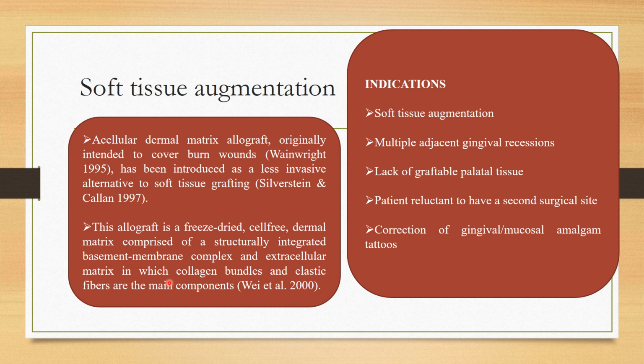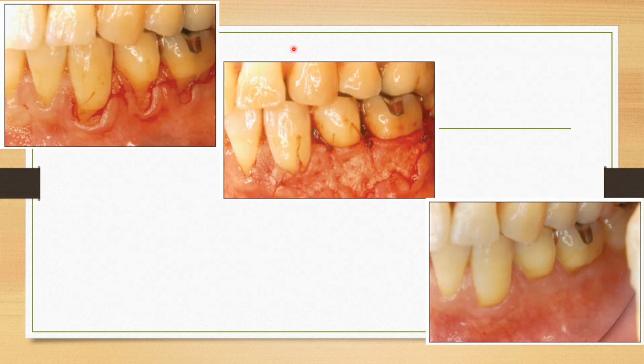So what are the indications for this? Especially for soft tissue augmentation: multiple adjacent gingival recessions, lack of graftable palatal tissue, patient reluctant to have a second surgical site, and correction of gingival or mucosal tattoos. So you can see that this area has multiple recession defects. AlloDerm has been placed by creating a pouch and has been coronally positioned. So this is the post-operative view.